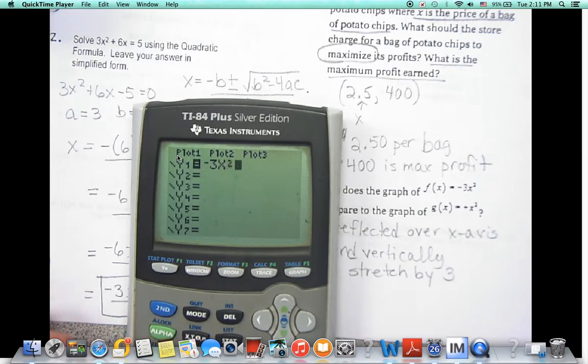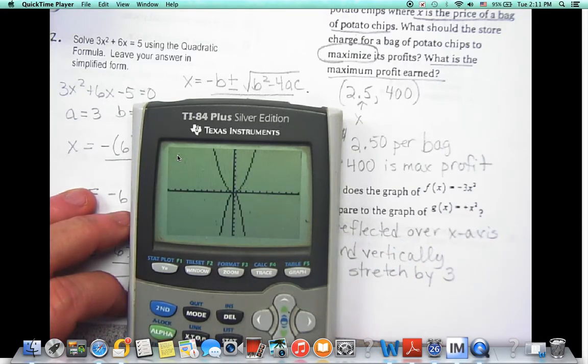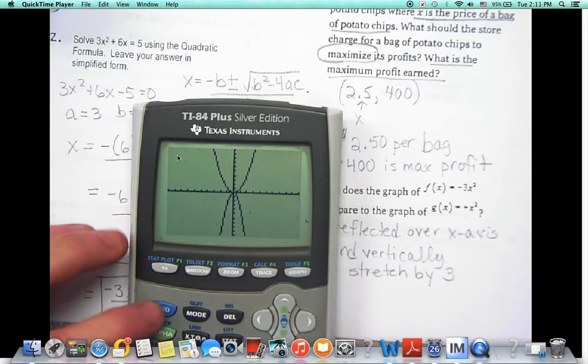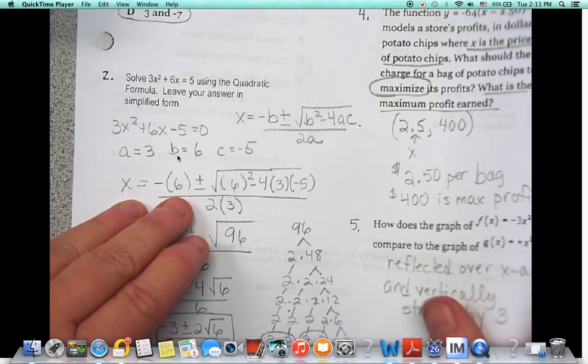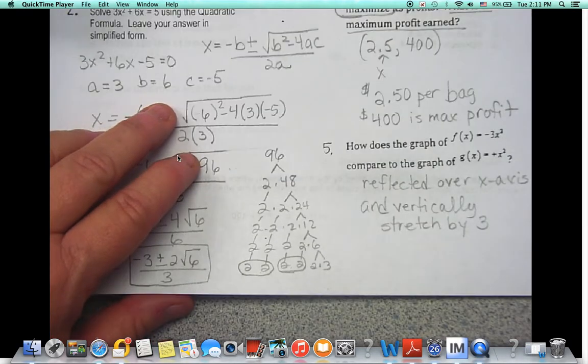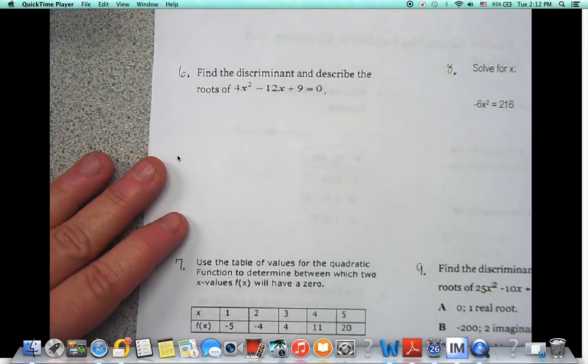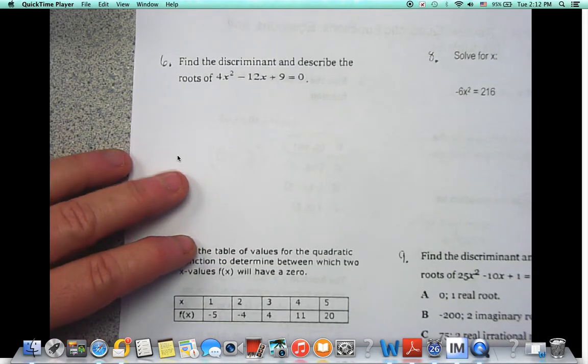On to the next one. Let me graph these. Graph them and see how it's flipped and stretched vertically. I forgot how you tell if it was vertically or horizontally. We don't have any horizontal stretches. Did we ever even learn them? We did a little bit, but we're not doing them this year. We just barely touched on them at one time.